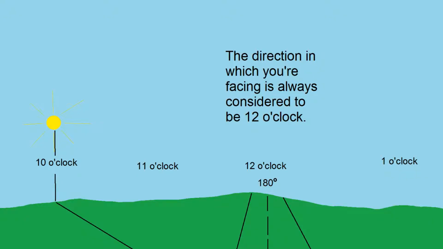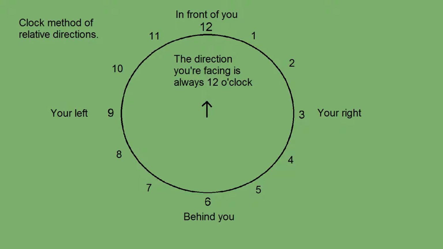Next, as you face in the direction of 180 degrees, you notice the sun's position is at about 10 o'clock. Exactly 10 o'clock? No, but about 10 o'clock, and that's close enough. And here we're using a system in which you always consider the direction you're facing to be 12 o'clock. So 12 o'clock would always be considered straight ahead of you.